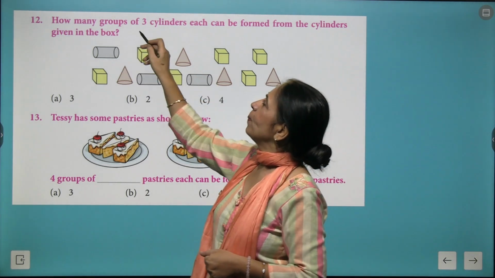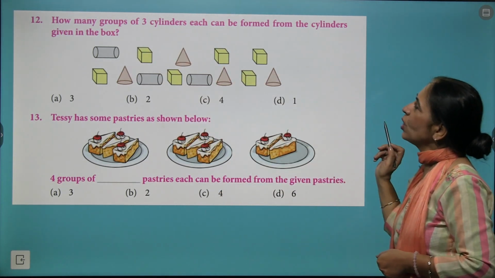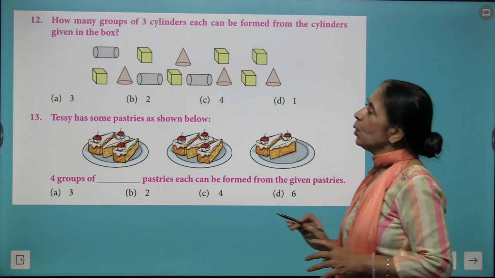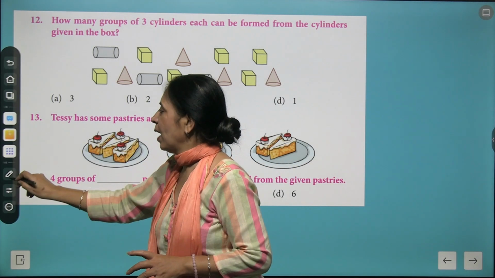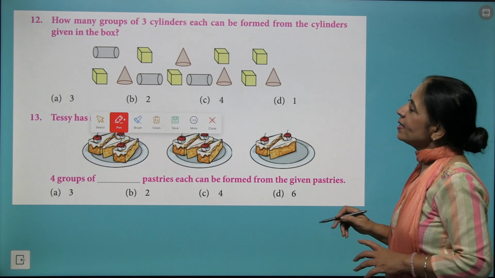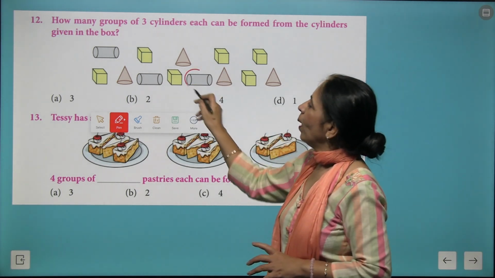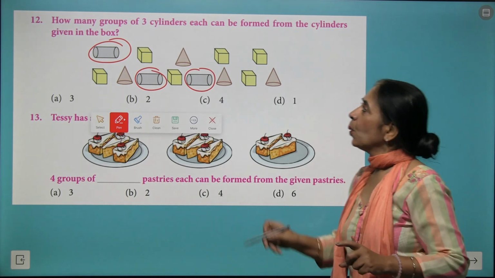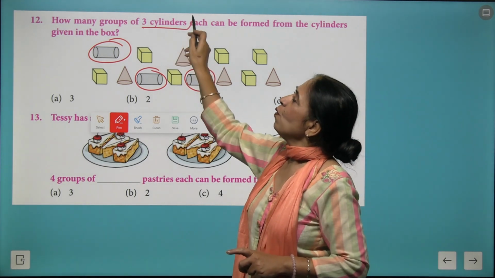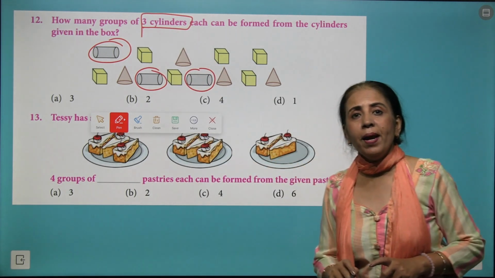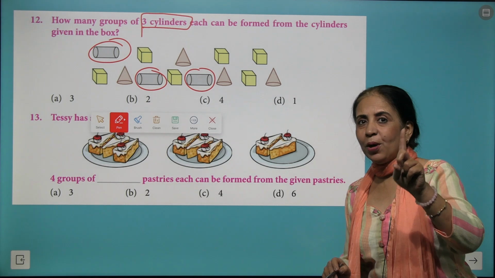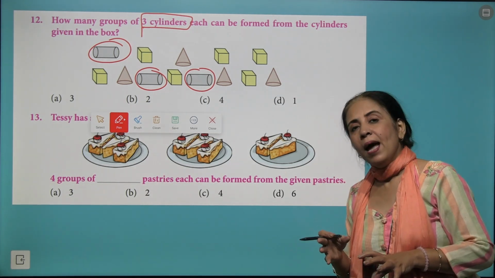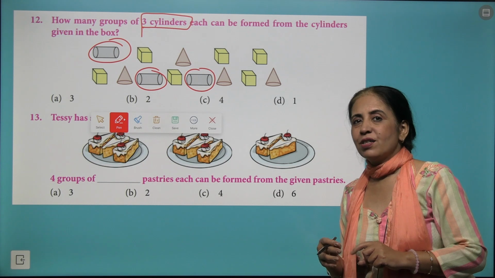Now, how many groups of 3 cylinders each can be formed from the cylinders given here? You have to first check how many cylinders there are. 1 cylinder, 2 cylinders and 3 cylinders. And the question says a group of 3 cylinders is to be made. So only 1 group will be formed. Just understand the question properly and then give the answer, right?